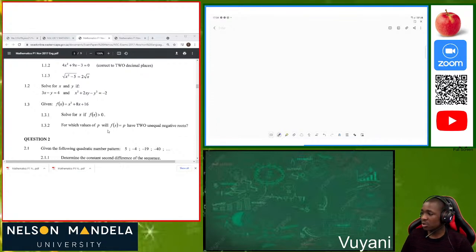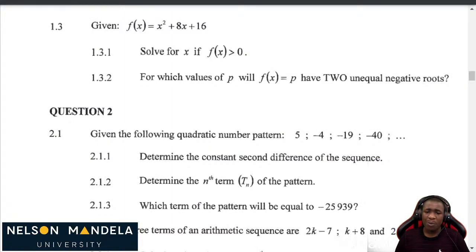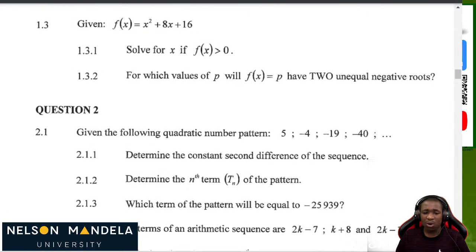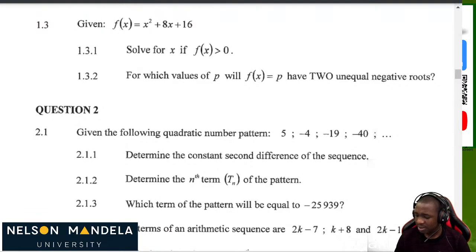Now, let's do the last part, which is 1.3.2. On 1.3.2, they are saying: for which values of p will f of x equal to p have two unequal roots? Underline that part, unequal roots. This part is important. So when you're talking of unequal roots, our discriminant is less than 0.